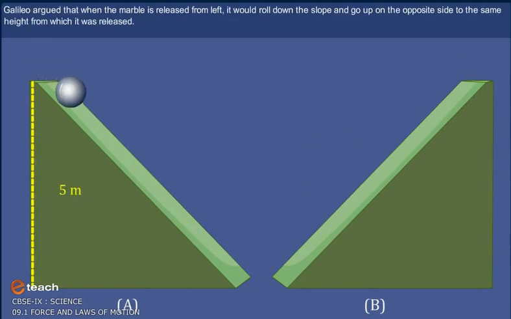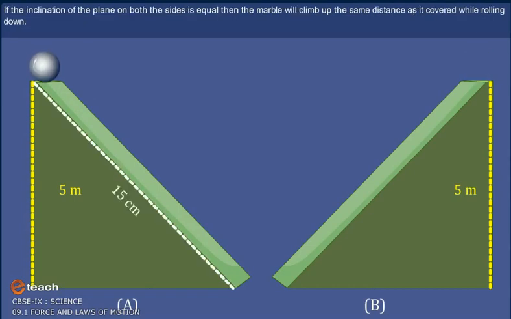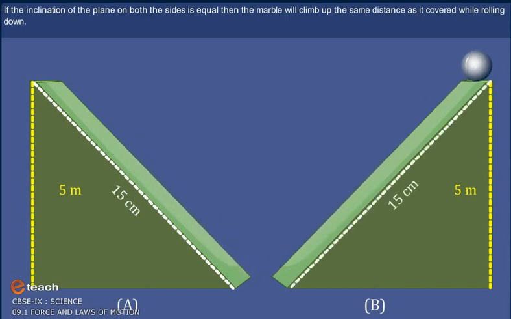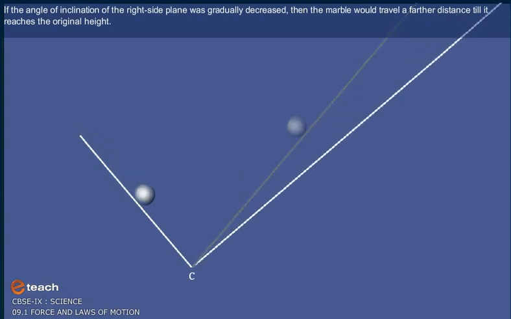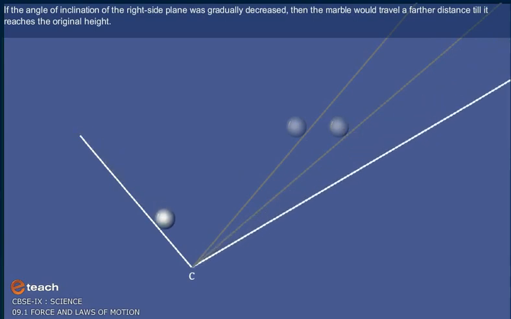Galileo argued that when a marble is released from left, it would roll down the slope and go up on the opposite side to the same height from which it was released. If the inclinations of the plane on both the sides are equal, then the marble will climb the same distance that it has covered while rolling down. If the angle of inclination of the right side plane were gradually decreased, then the marble would travel a further distance till it reaches the original height.